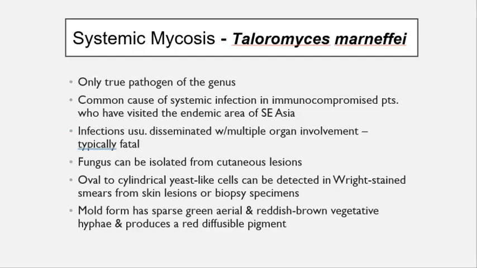The fungus can be isolated from cutaneous lesions. Oval to cylindrical yeast-like cells can be detected in Wright-stained smears from skin lesions or biopsy specimens. The mold form has sparse green aerial and reddish-brown vegetative hyphae and produces a red diffusible pigment.